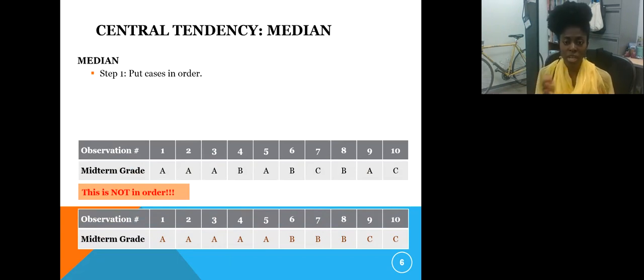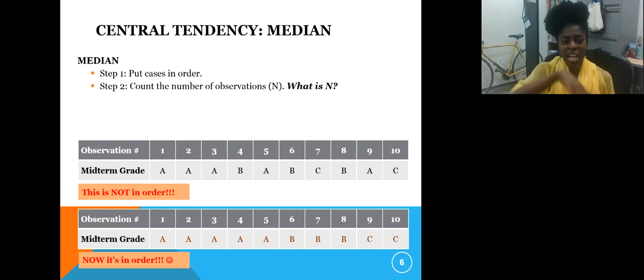So now we've got all the A's first, then we've got the B's, then we've got the C's. Let's make sure that we've got the right number of A's. It should be 5: 1, 2, 3, 4, 5. Yep, B's is 3, C's is 2. Let this be the distribution, and maybe just not any C's at all in my course. Please do the work. Okay, so now it's in order.